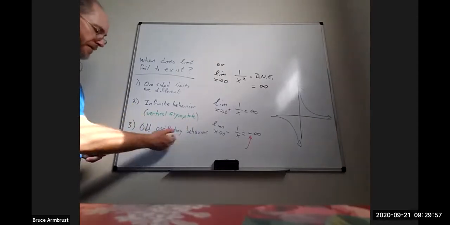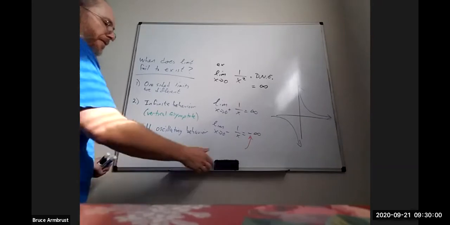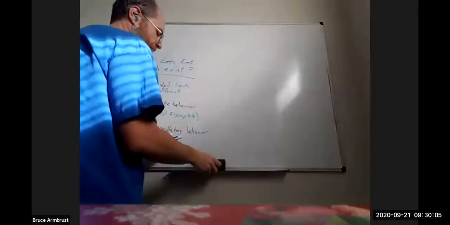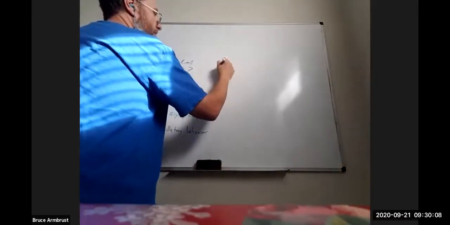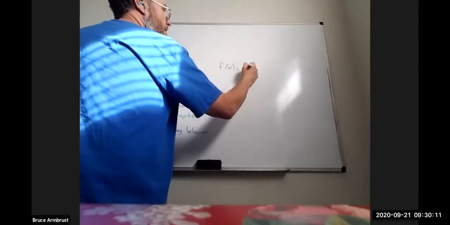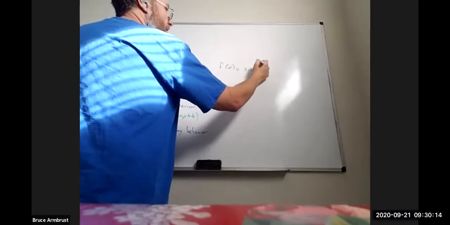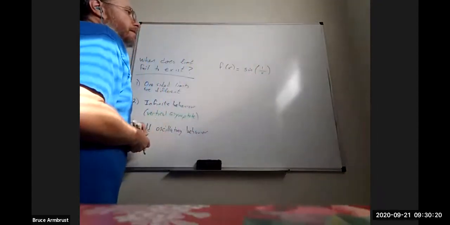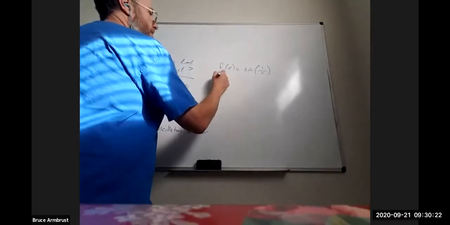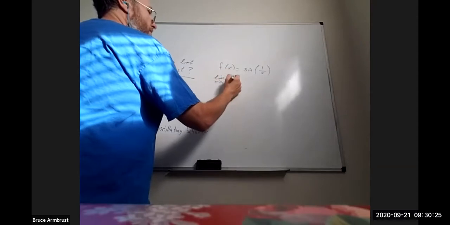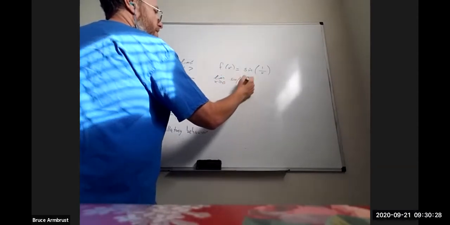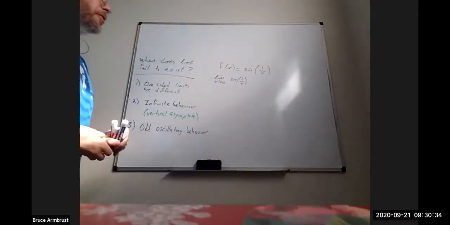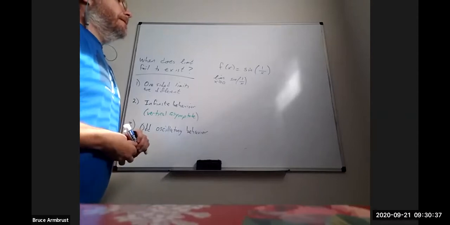This is Bruce speak. I don't know if there's actually a term for this, but let me give you an example of what I'm talking about. Let's say we are going to have a function f of x equals sine of 1 over x. And we're going to look at the limit as x goes to 0 of this.